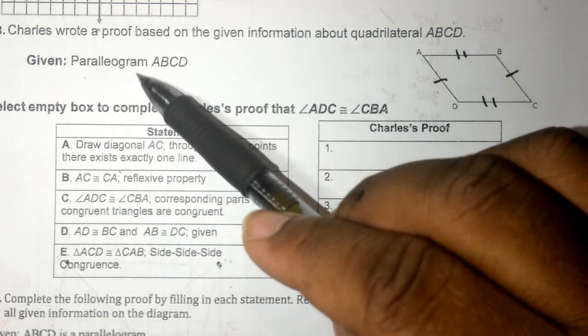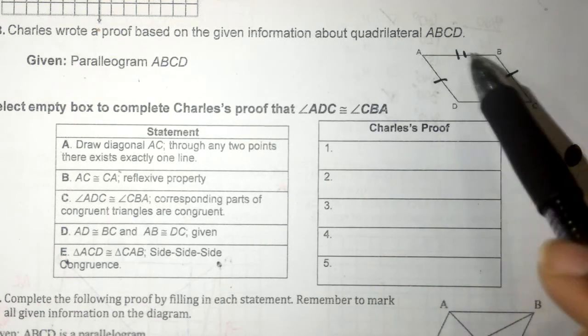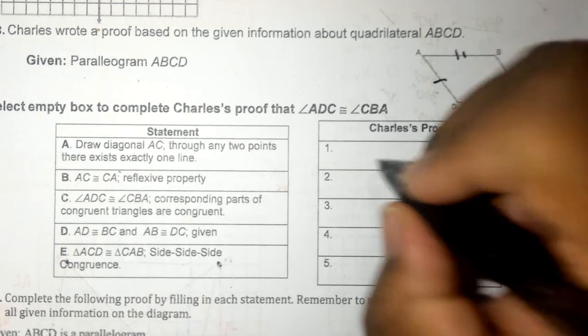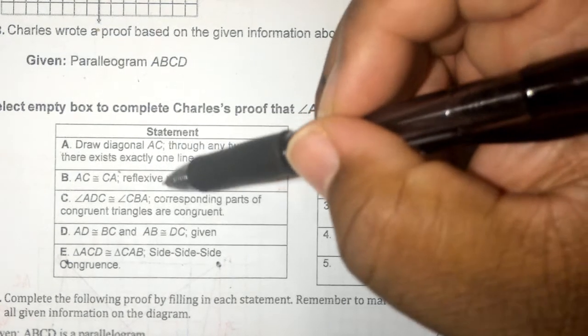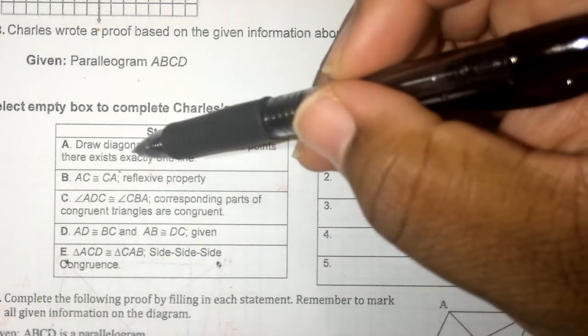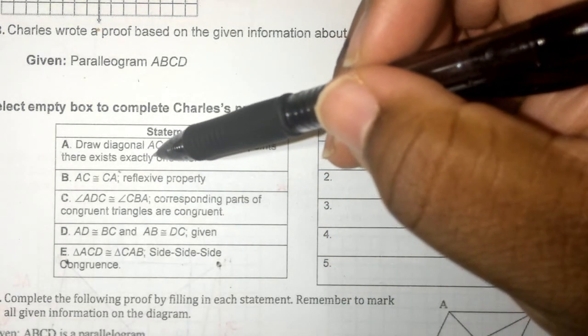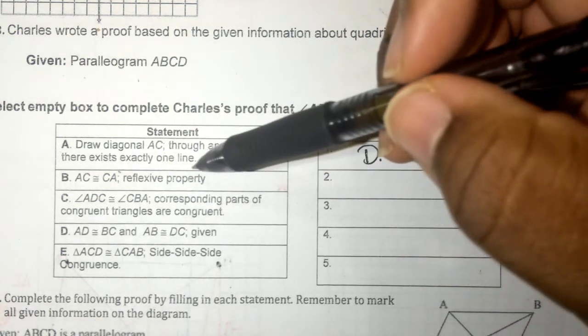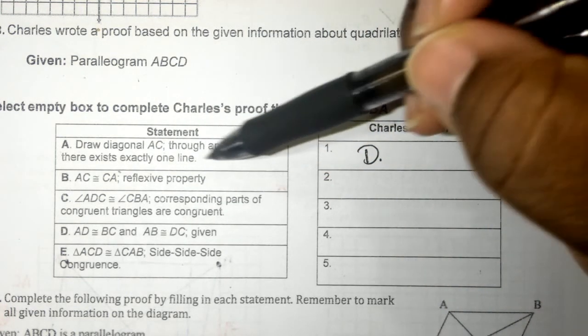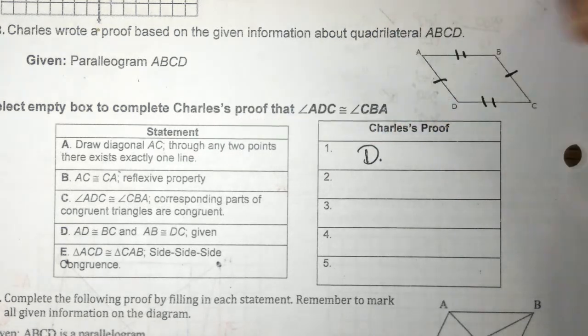Because they did give me that. They told me it's a parallelogram, so I automatically know opposite sides are congruent. Then from there, you want to know what step 2 of this proof will be. Reading through, the next thing that makes the most sense is going to be A. Draw a diagonal AC through any 2 points that exist on one line.